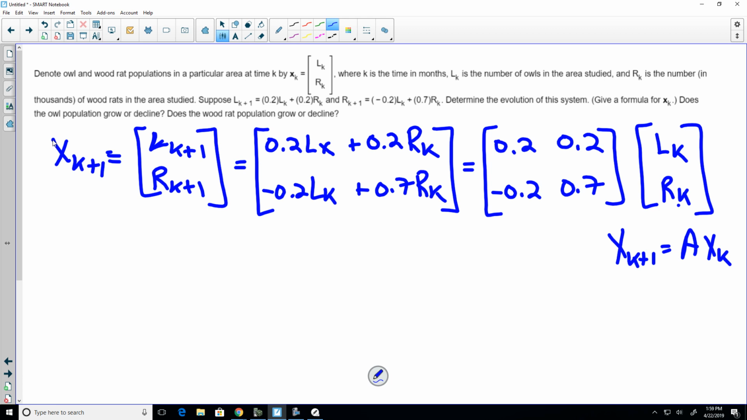So we want to find a formula. We do not have an initial vector x of 0, so we don't have to worry about writing x of 0 as a linear combination of eigenvectors. But we're going to do it without knowing the constants. Okay. So I need the eigenvalues of A.